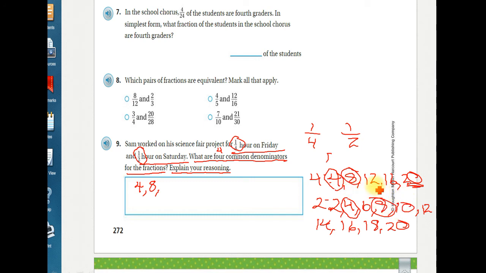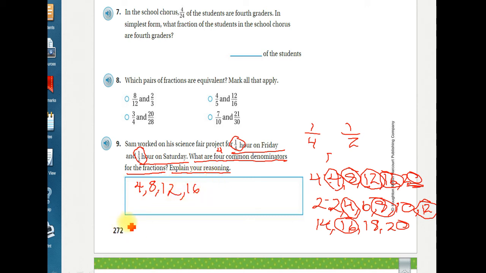So let's check again. Okay, 8 was our last common one. Oh, 12. There's 12 now. That's common. So there's a third one. And then, oh, 16. There's a fourth one. And then 20 is common as well, but the problem only asks for 4. I have 1, 2, 3, 4 common denominators. So I'm done, right? Wrong. I need to now explain my reasoning, okay?